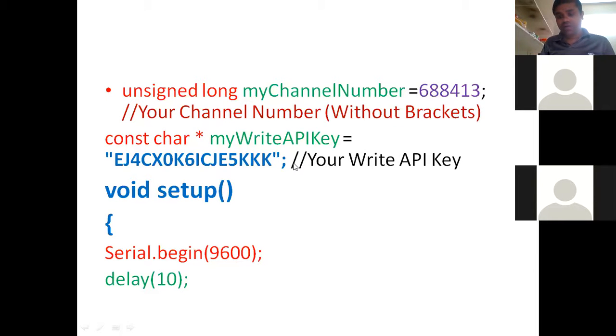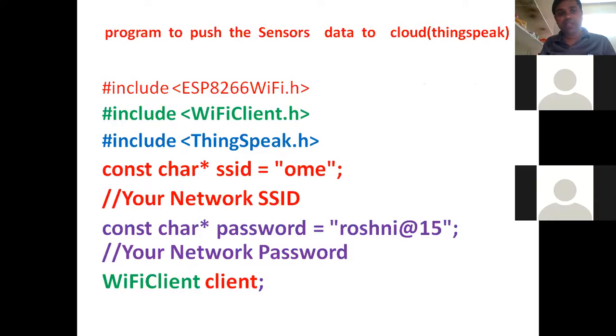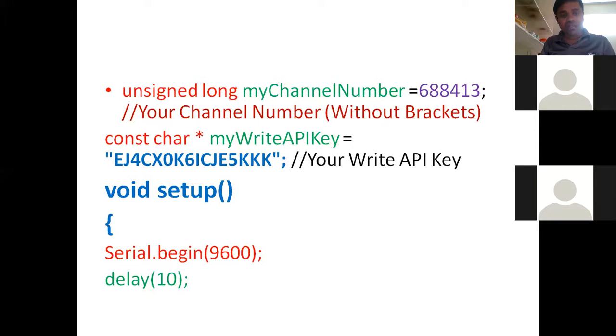In order to send the data to the cloud, first there are three libraries, three header files: ESP8266WiFi.h, WiFiClient.h, ThingSpeak.h. After that, we should give the name and the password of our hotspot. And after that, the channel number, the write API key, and the read API key. Next, we will go to the actual program.